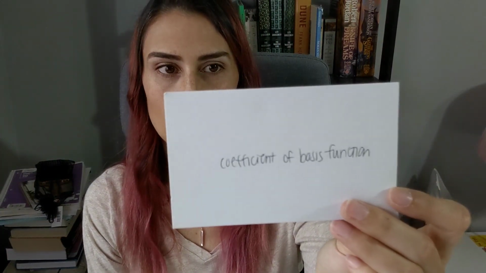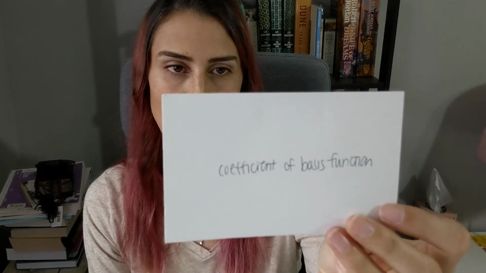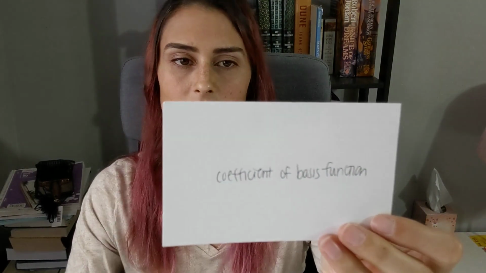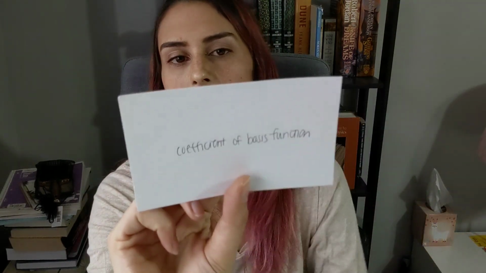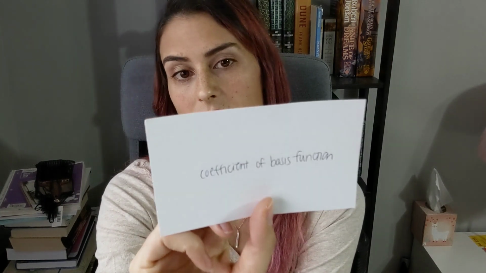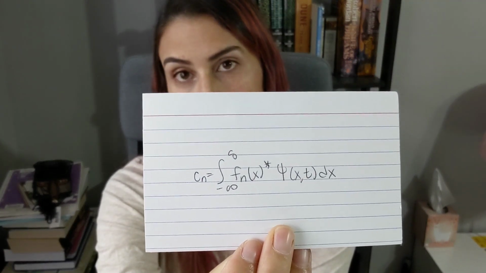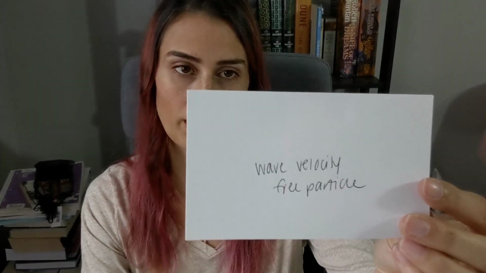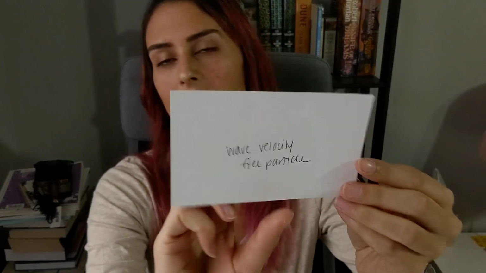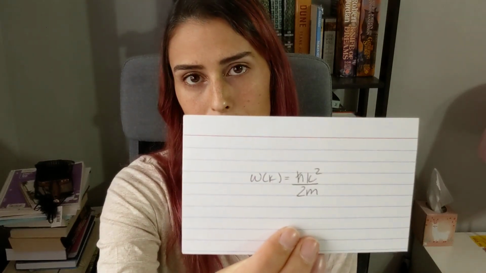The coefficient of the basis function, c sub n, equals the integral from negative infinity to infinity of f sub n of x star times the wave function of x and t, dx. The angular frequency of a free particle, omega of k, equals h bar k squared over 2m.